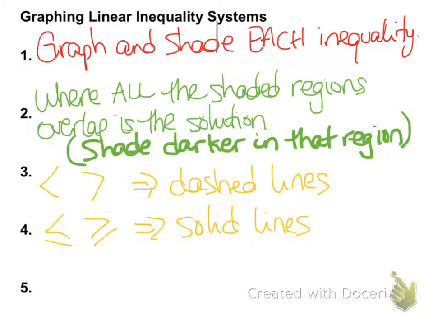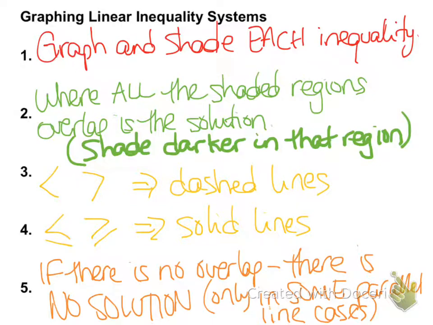And also, it's not written down here, but keep in mind that when you multiply or divide by a negative number, you need to flip the inequality. And then the last thing to keep in mind is if there is no overlap, there's going to be no solution. However, this will only happen with parallel lines, but it's not going to necessarily happen every time you have parallel lines. So you still need to graph and shade your inequalities to see if they overlap.